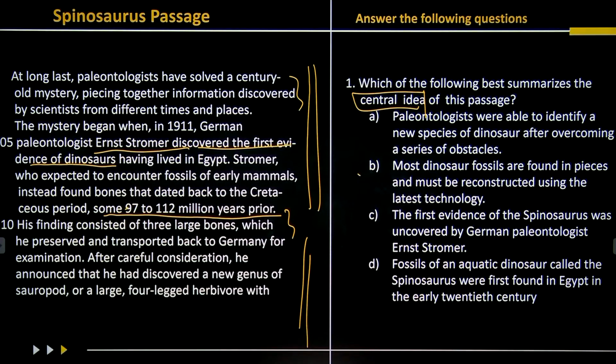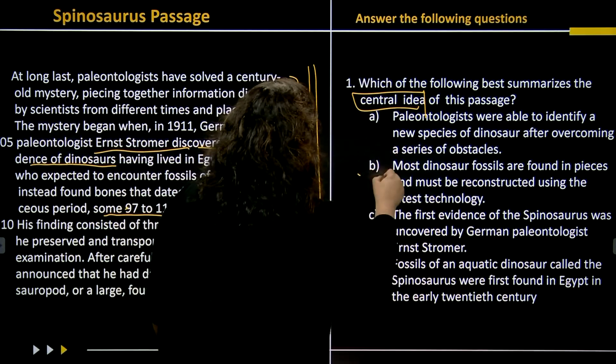The second option says most dinosaur fossils are found in pieces and must be reconstructed using the latest technology. I don't think that was the central idea of this passage. Yes, they definitely require reconstruction, but I don't think that is the idea behind this passage. So I think we can eliminate this option.